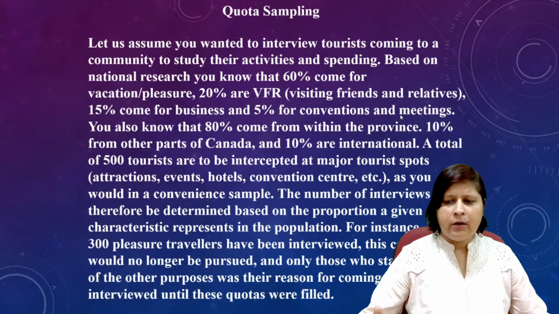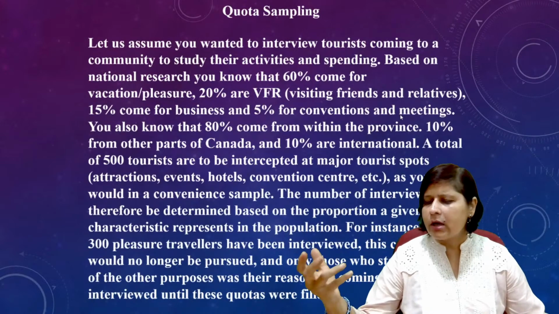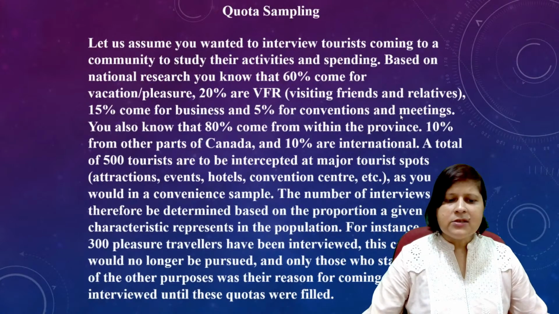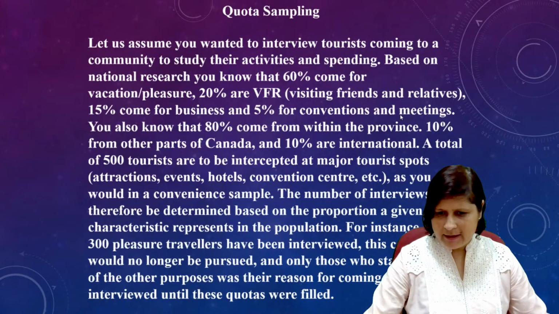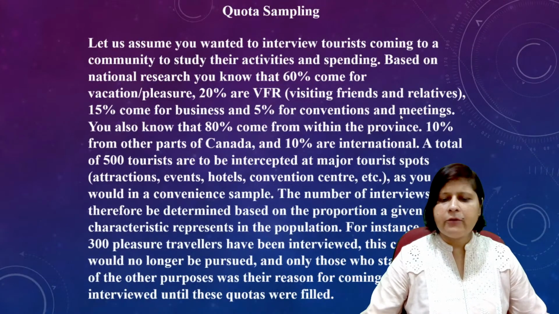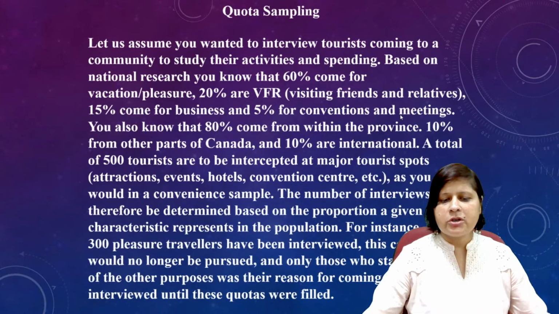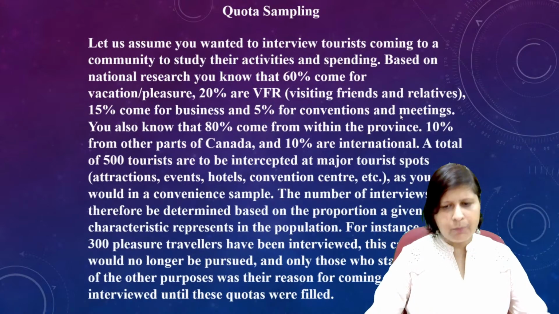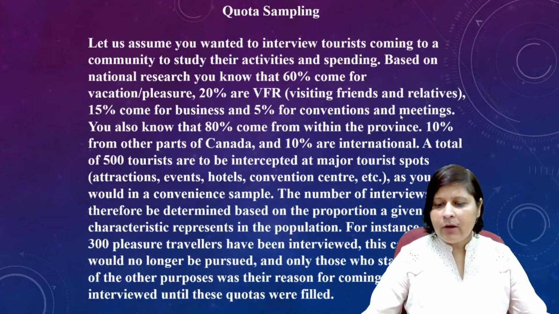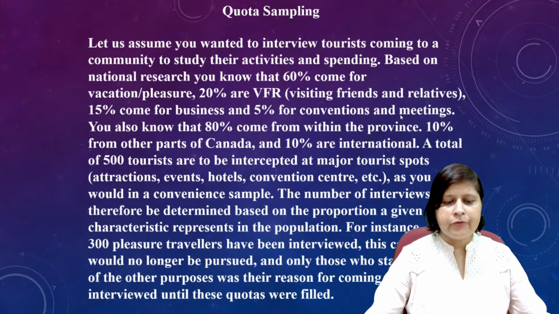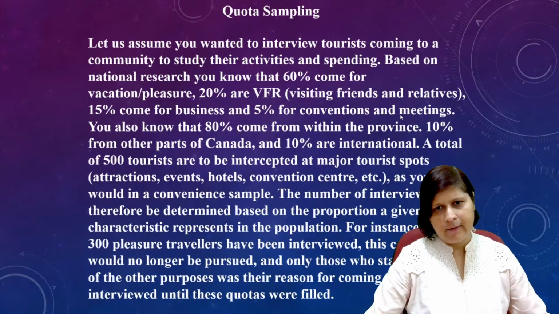That is, from the spot of attraction, events, hotels, and other centers. As you would in convenience sampling, the number of interviews could be determined based on the proportion of given characteristics in the population. Once 300 pleasure travelers have been interviewed, this category would no longer be pursued, and only those who state that one of the other purposes was their reason for coming would be interviewed until these quotas were filled.